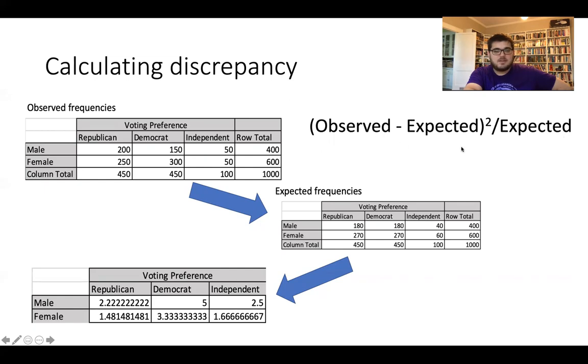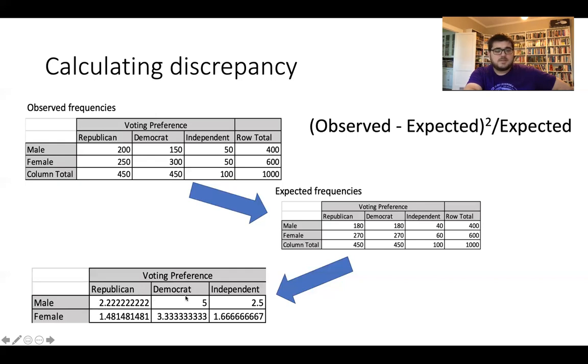Now, I'm not going to make you do the math. If you ever do a chi-square test or a Fisher's exact test, I just want you to know the theory behind where these numbers are coming from. These numbers in this last cell represent the discrepancies. They're just not the raw discrepancies. So for Republican men, there's 200 Republican men, but you'd expect to only see 180 Republican men. So that's a difference of 20. So it would be 20 squared divided by 180, because that's how many Republican men you would expect to see. That ends up being 2.22 ad infinitum.